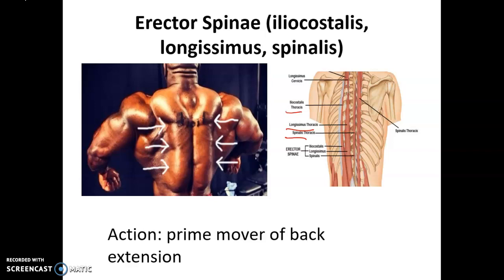And I call these your I love spaghetti muscles. I for iliocostalis, L for love, S for spaghetti. So these are our I love spaghetti muscles. Together they are called erector spinae. They are the prime mover of the back and help us to extend our back.